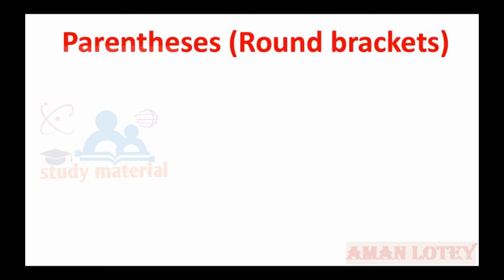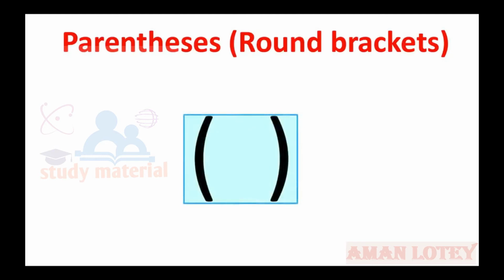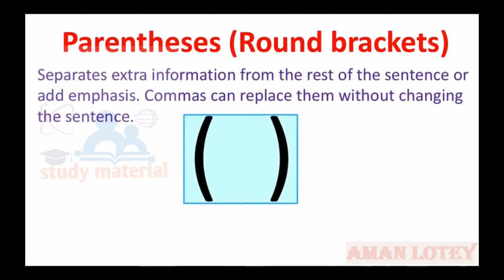Parenthesis, or more commonly known as round brackets. So round brackets are used to separate extra information from the rest of the sentence or to add emphasis. It's important to note that commas can replace brackets without changing the actual sentence.